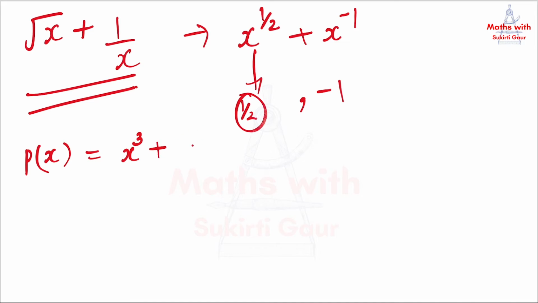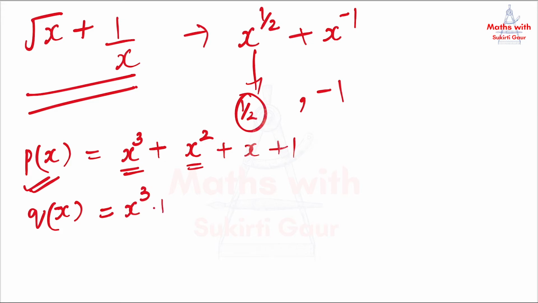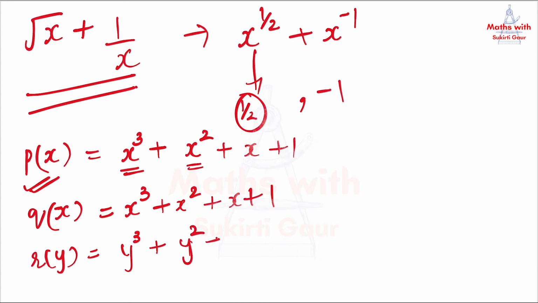If I write it as x cubed plus x square plus x plus 1, it is a polynomial of variable x. So I can write it as p(x). I can also write it as q(x) because it is containing variable x. I can write it as r(y), but the polynomial should contain variable y: y cube plus y square plus 1. Alright, this is how we denote a polynomial using different variables.